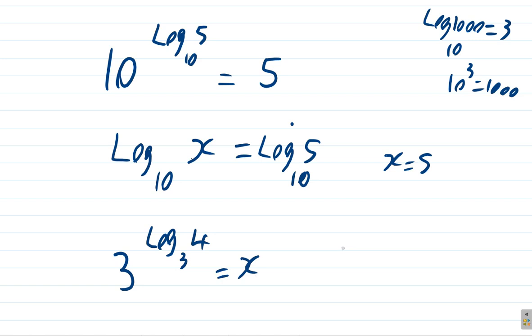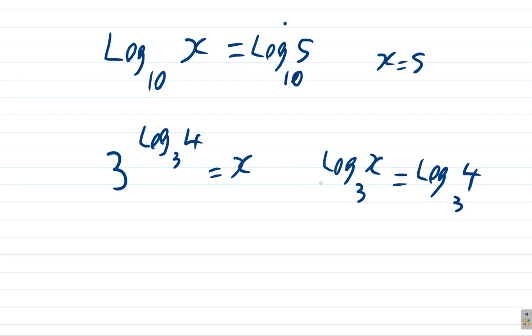We say the base of the log must be 3 because the base of the index is 3. Right? And then we say we're finding the log of x equal to, and what do we have here? The log of 4 with a base of 3. You see that? Now, x must be 4. So x equals 4. I can write that this is 4.